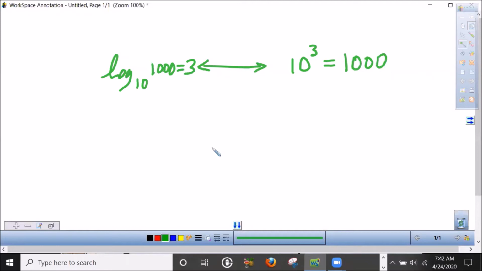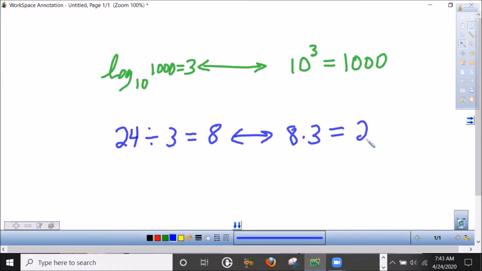The idea is similar to ideas that you've seen in the past when you related addition and subtraction or multiplication and division. For instance, you can say 24 divided by 3 is equal to 8, and that is only true because 8 times 3 is equal to 24. So we have the expression written as division. We have the same relationship between these numbers written as multiplication.